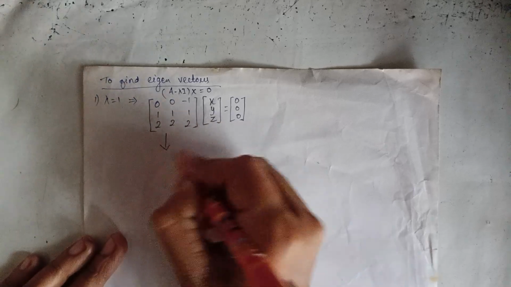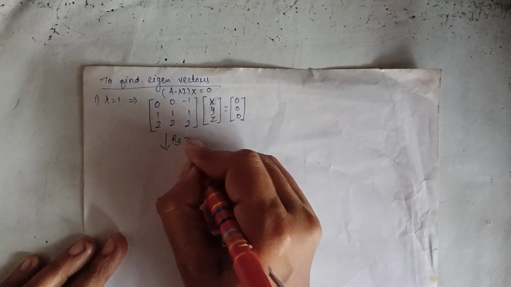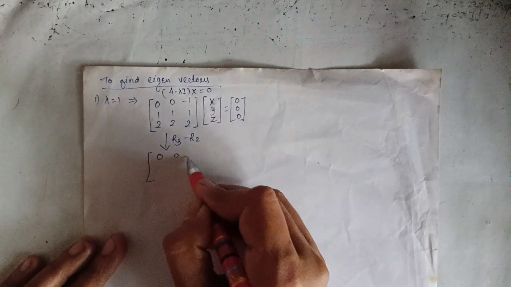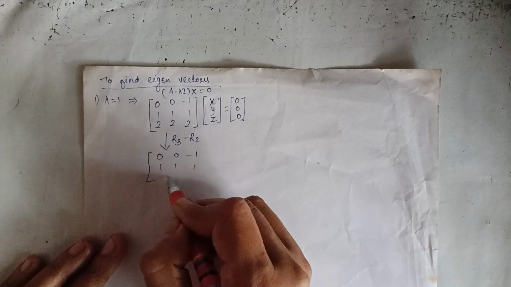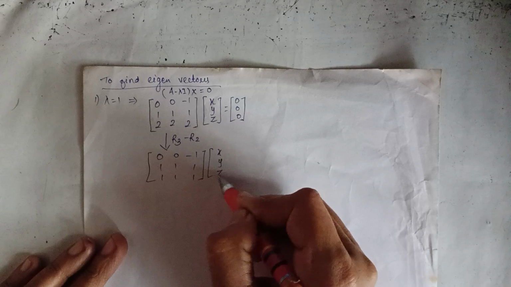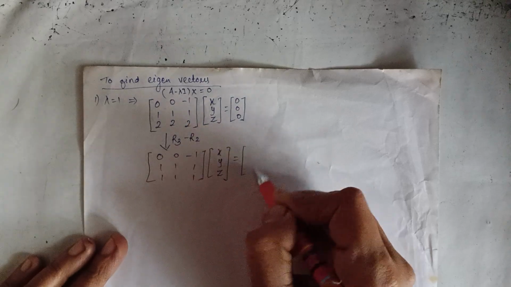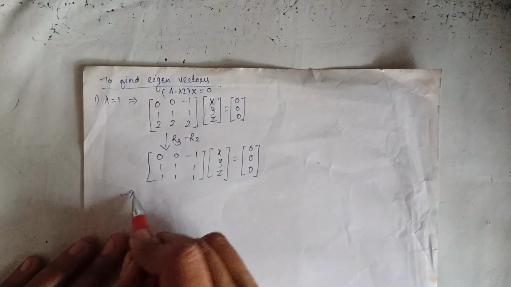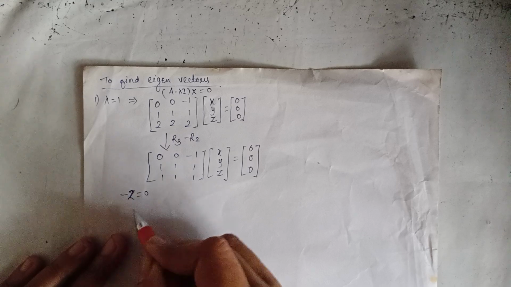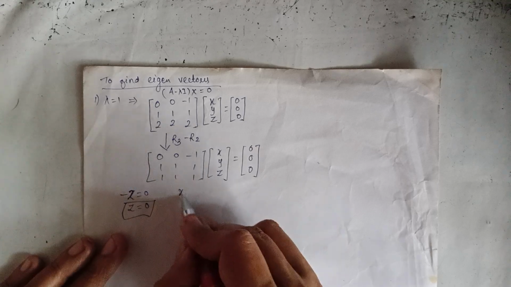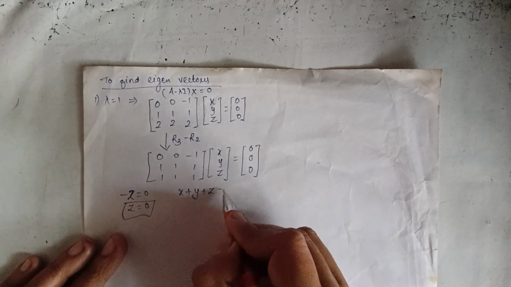So I'm reducing it. I'll take R3 minus R2. So 0, 0 minus 1, 1, 1, 1, you will get 1, 1, 1. So both the rows are the same, so you'll get only two equations. One equation, if you multiply, you will get minus x minus z is equal to 0. So your z is 0. Okay. Second equation is x plus y plus z equal to 0.